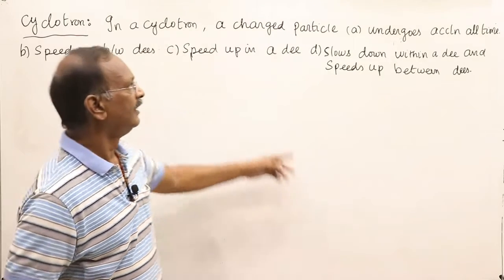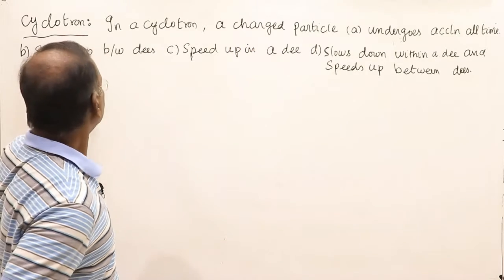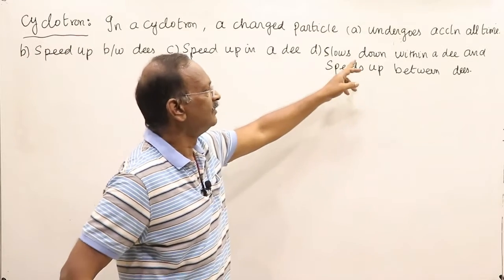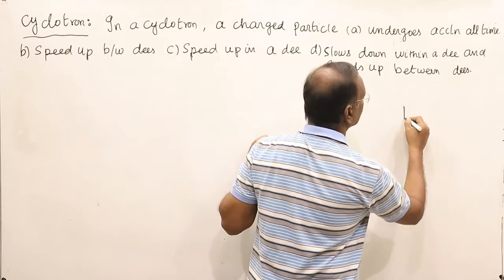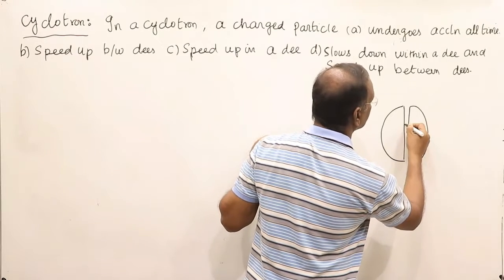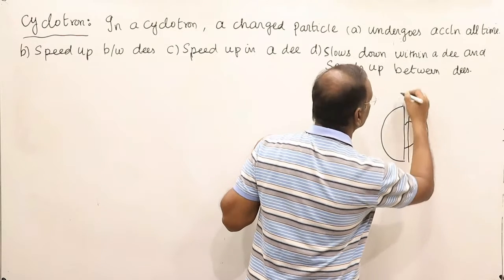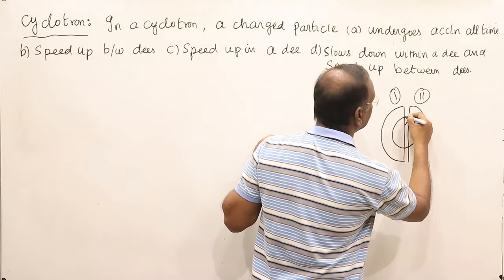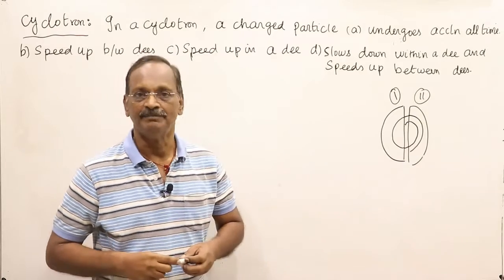In a cyclotron, a charged particle: A, undergoes acceleration all the time; B, speeds up between the D's; C, speeds up in a D; D, slows down within the D and speeds up between the D's. See, in a cyclotron, this is one D, this is another D. The particle is accelerated from here to here, then it follows a circular path. Again, from here to here, this is D1, this is D2. Again it undergoes a circular path. Here it is accelerated, then it moves in a bigger circle of bigger radius.